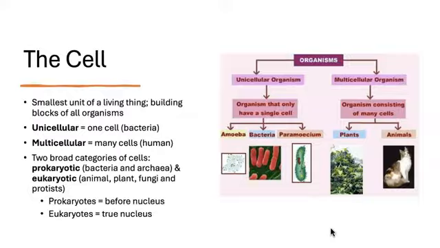So we'll start off with what the cell is. We've talked about this before, that the cell is the smallest unit of a living thing and really is the building blocks of all organisms. We can talk about a cell or organism as being unicellular, and that means that the organism is just made up of one cell, such as a bacterial cell like E. coli. Or we can say that an organism is multicellular, meaning that we have more than one cell that makes it up. Human being a great example, since we have trillions of cells within our body.